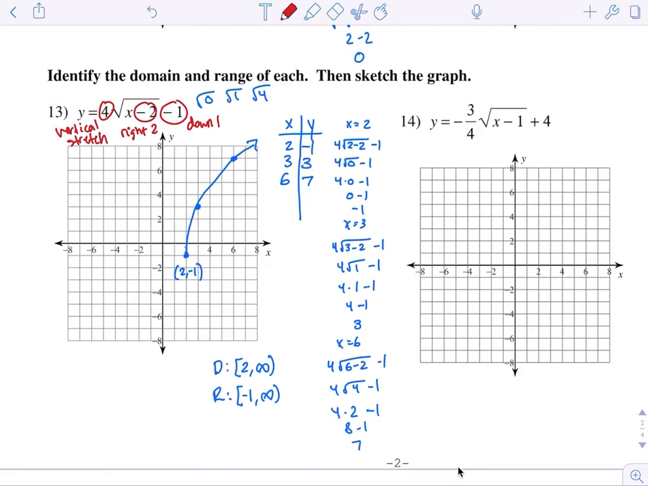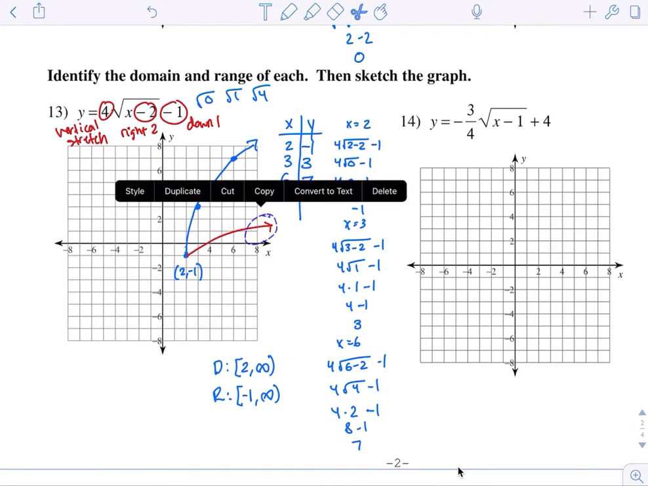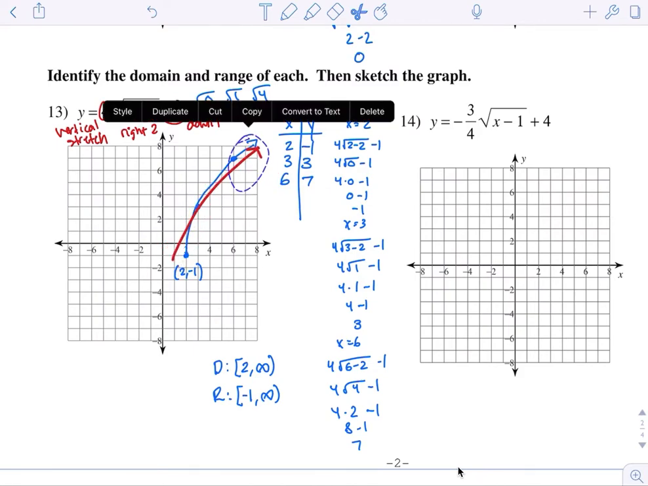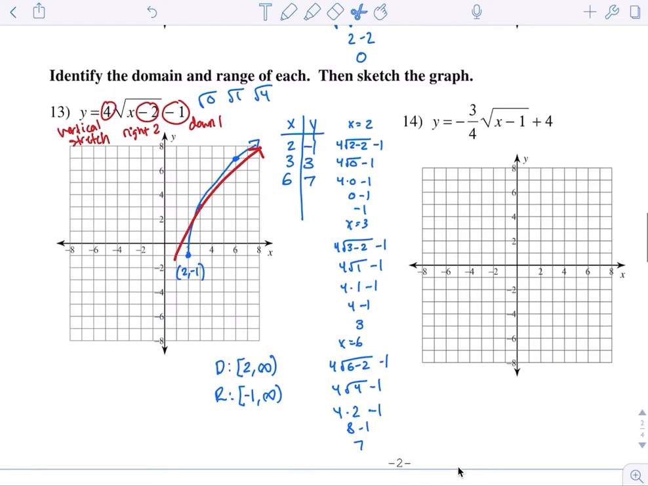So if I drew your parent function, which is that, if I moved right 2, I would be right there. If I moved down 1, it would be right there. And then it got stretched out vertically, right? And that seems to match up pretty decently. So again, transformations just further emphasize that you did your graph correctly.